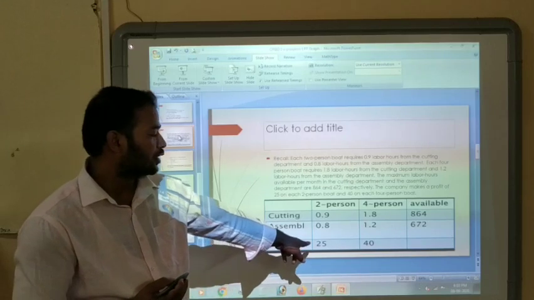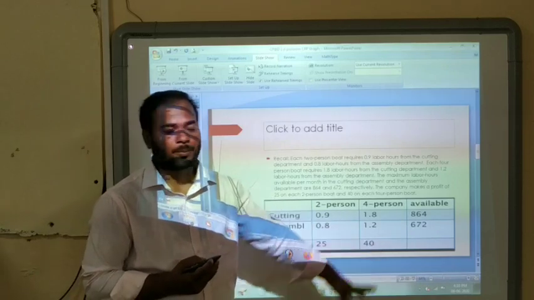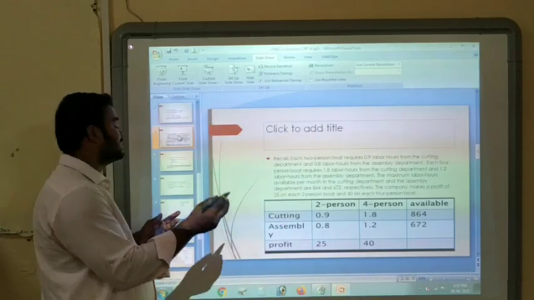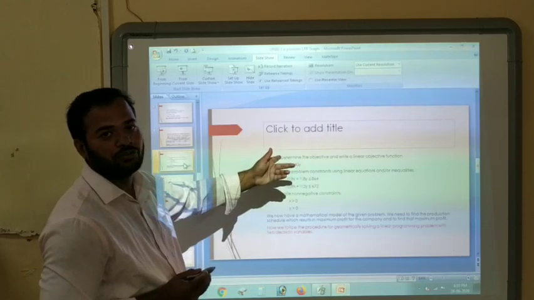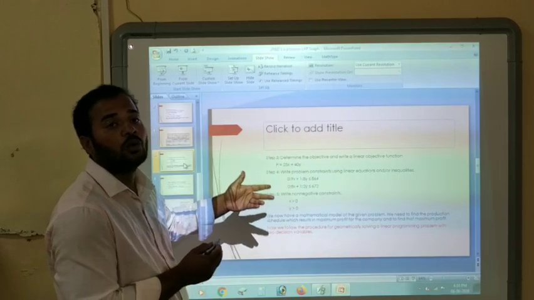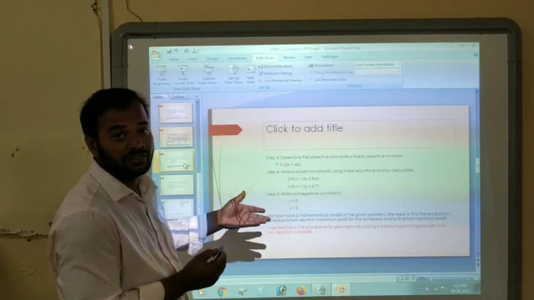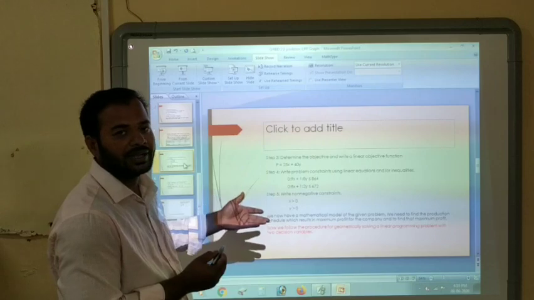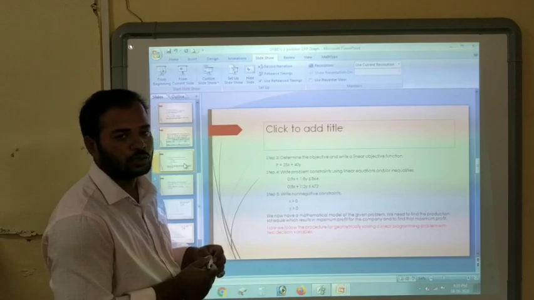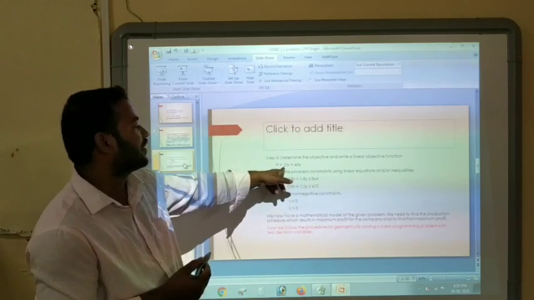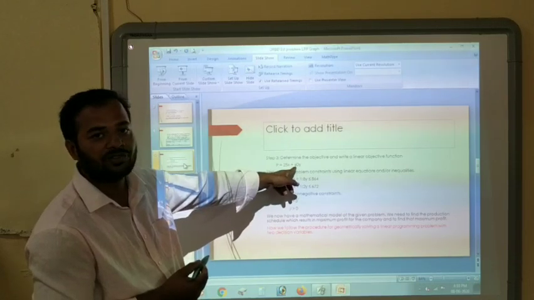Looking at the profit, 25 is the profit for 2% boards and 40 is the profit for 4% boards. Now we are formulating this into the mathematical formula, which is nothing but the objective function. What are we looking for? We are going to draw a graph, plot each value, and identify the feasible region where we can get the maximum profit level. Here in this problem we had P is equal to 25x plus 40y. Here 25 is for the 2% boards and 40 is the profit for the 4% board.